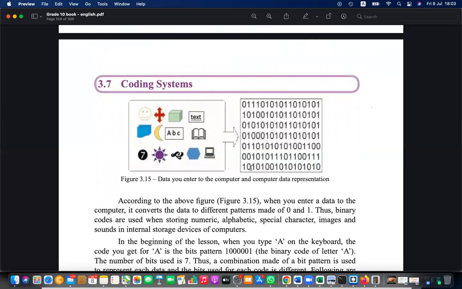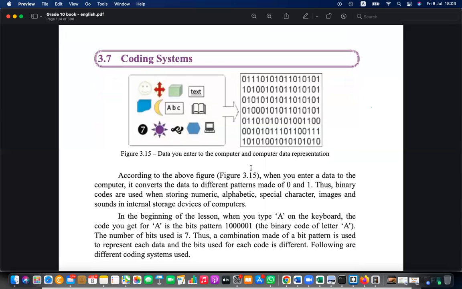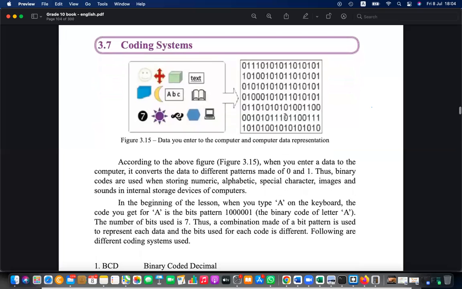Okay, so then I explain about the coding system. What is coding? Coding means encoding, how data is represented. Data is represented in the computer in binary format.